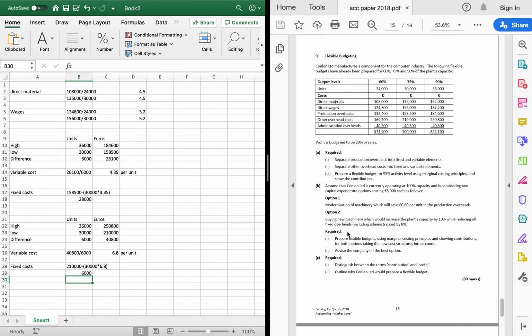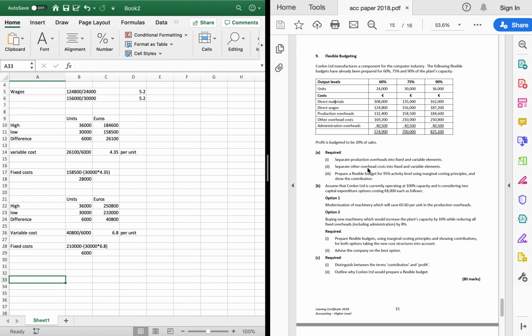Okay, so it asks us to do two things. This part B is actually marginal costing. It just doesn't call it marginal costing. I haven't done part 3 yet, actually, before I move on to it. It says prepare a flexible budget for 95% activity using marginal costing principles and show the contribution. Well, it is using marginal costing principles. So our units are going to be at 95%, and we have to work out what our budget's going to be like at that point.